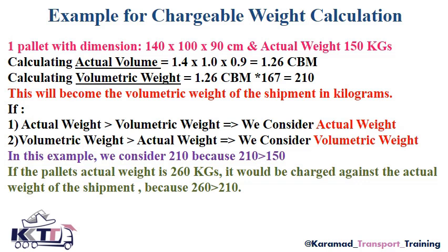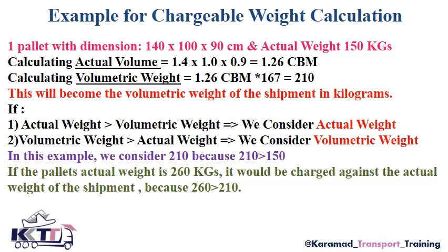Now, the second to last line states that if our pallet's actual weight had been 260 kilograms, that is, the actual weight we said was 150 kilograms in the first line, if it were 260 kilograms instead, then since our volumetric weight came out to 210 kilograms, we would use the actual weight. So the chargeable weight would have been equal to the actual weight of the pallet.